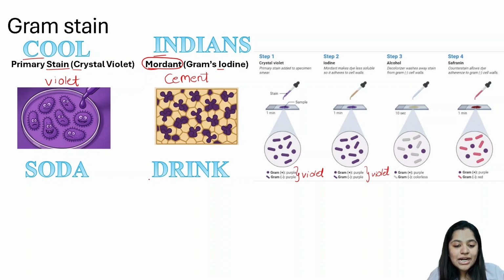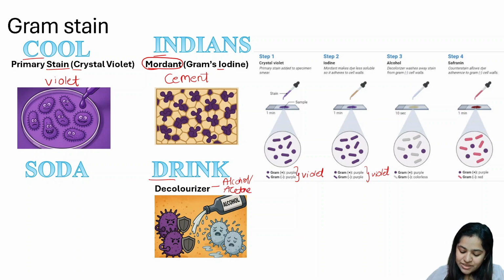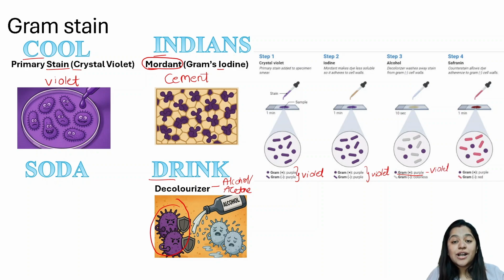Next comes your decolorizer. Cool Indians drink. D for drink, D for decolorizer. Decolorizer can either be alcohol or acetone. Now, when the decolorizer is used, what happens is that the gram positive bacteria, with their thick peptidoglycan, retain the primary stain. They are not affected by the decolorizer and they remain violet. Whereas your gram negative bacteria, with their thin peptidoglycan, thin walls, what will they do? They will lose the color. They become colorless at this stage.